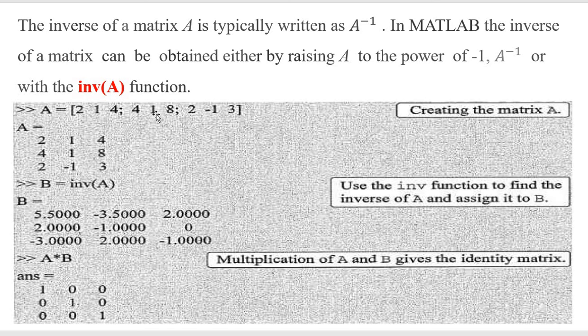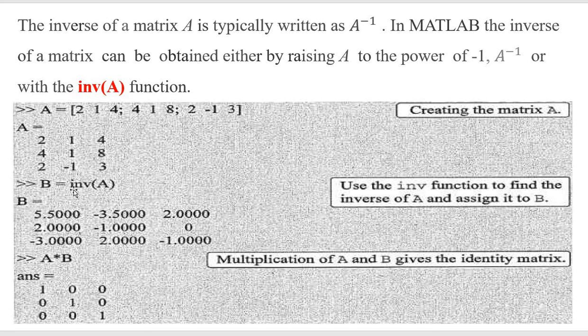Second row is 4, 1, 8. Third row is 2, minus 1, 3. So therefore, now we want the inverse of A. We give the name for that inverse as B. So therefore, B equals inverse of A. Therefore, the command for the inverse is INV of A.